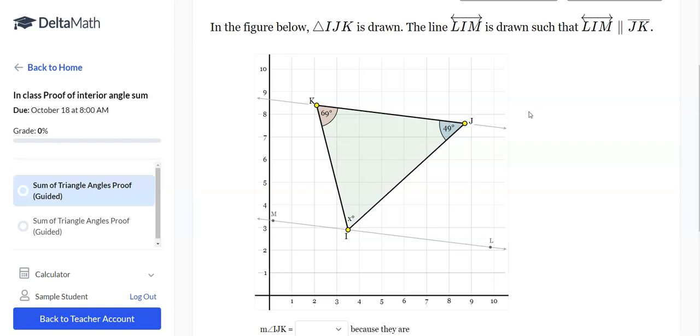So if we look here in this line, triangle IJK is drawn. You can say IJK. Now the line LIM right here, this bottom line, is parallel to segment JK, which is this top line here. Okay? Does everyone see that? Good.